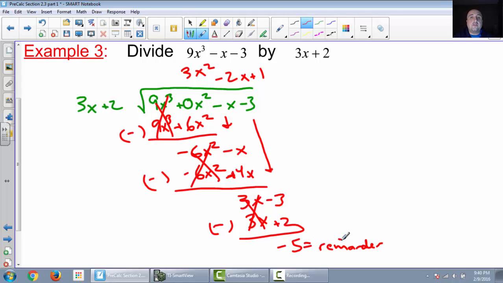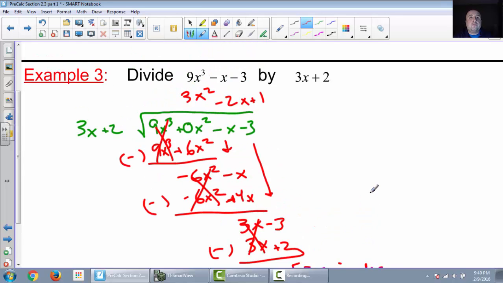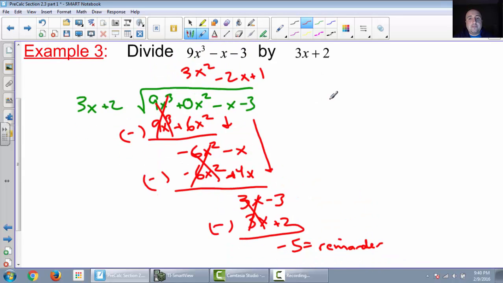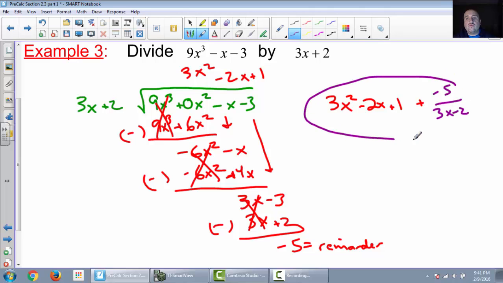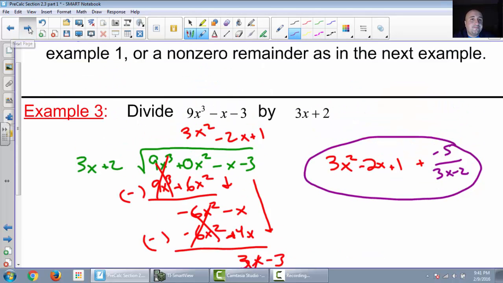Okay, that's our remainder. All right, so how do we write the answer now? The expression on top is our answer, 3x squared minus 2x plus 1, and we have to add a remainder to it. So this is how you write it. You do plus whatever our remainder is, negative 5, over whatever our divisor was, which is 3x minus 2. And that is how you write your answer to a division problem. So whatever is on top, you add to it whatever your remainder was, plus negative 5, and then you put it over 3x minus 2. Okay, hopefully that makes sense.